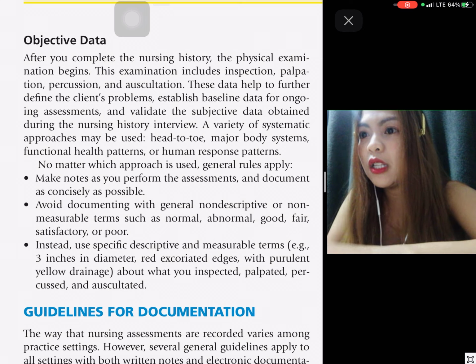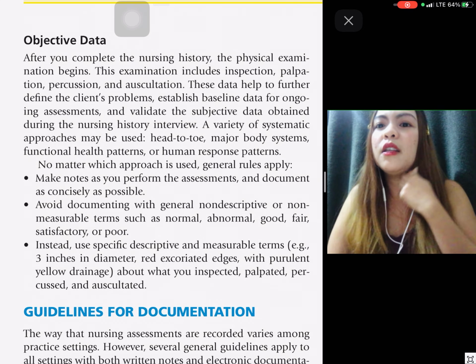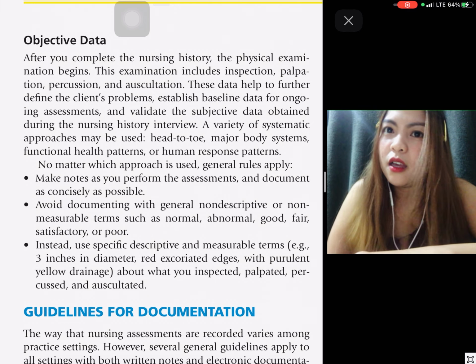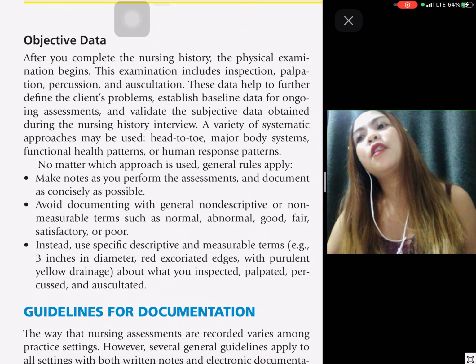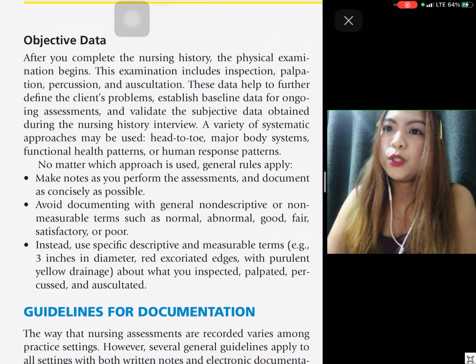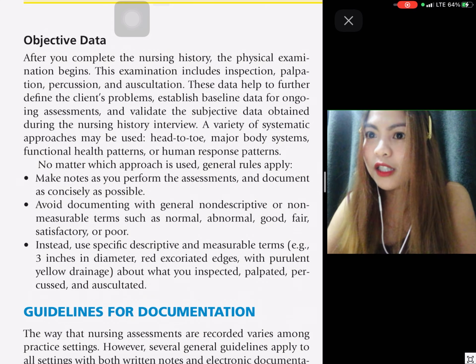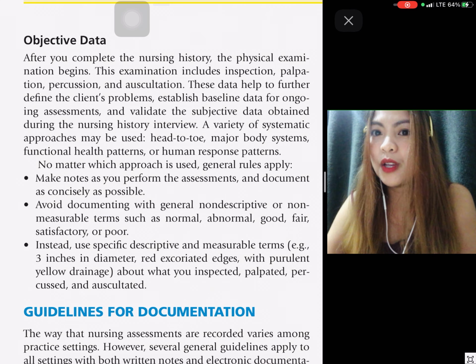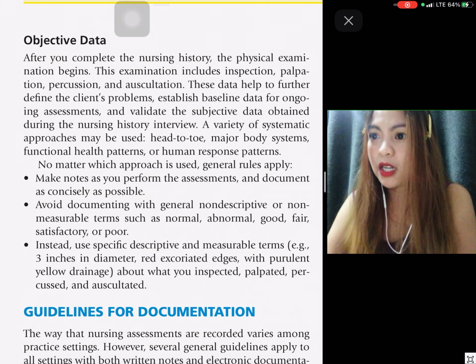Objective data. After you complete the nursing history, the physical examination begins. So, dito nag-include na yung inspection, palpation, percussion, auscultation. Naalala nyo dati, yung ating ginawang physical assessment. This data also helps to further define the client's problem, establish baseline data for ongoing assessment, and to validate the subjective data obtained during the nursing history interview. Kasi, pag kung ano yung nakuha mo sa subjective data, pwede mo siyang i-validate using the objective data.